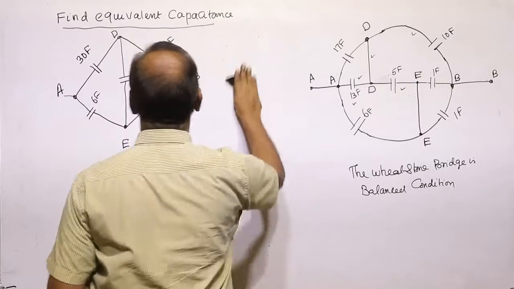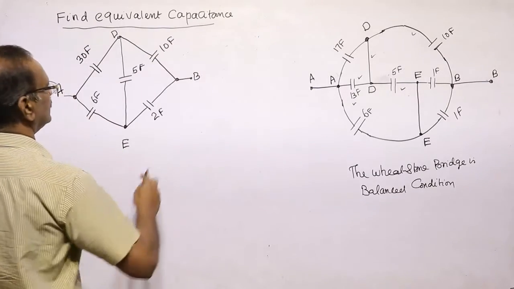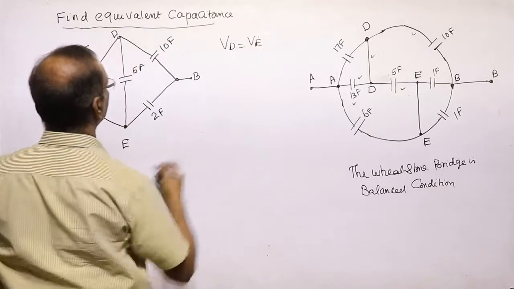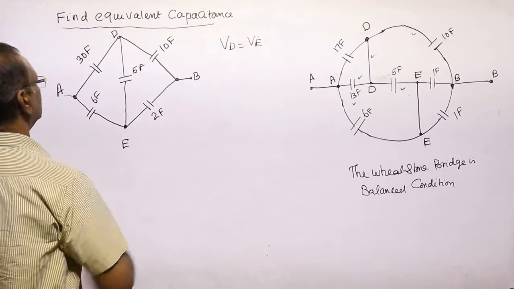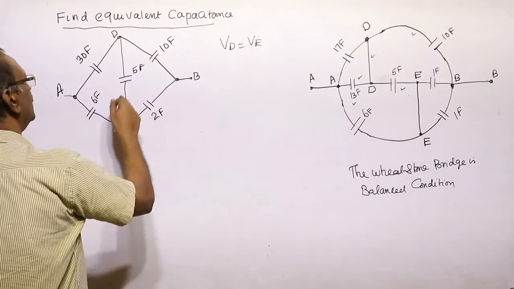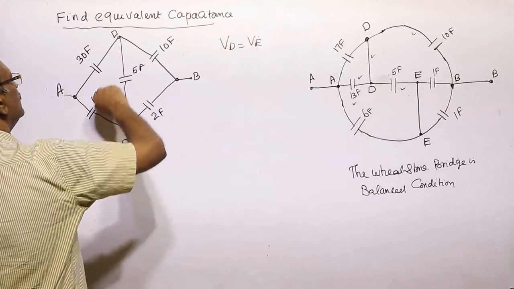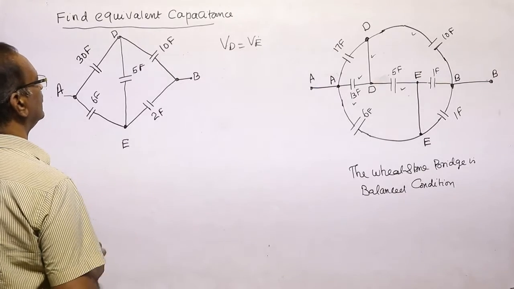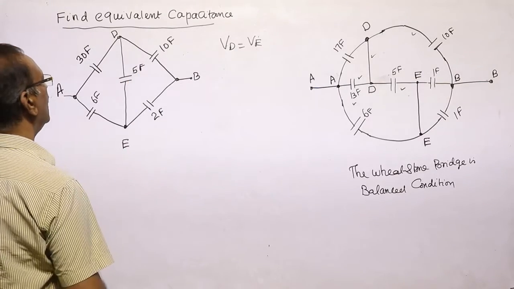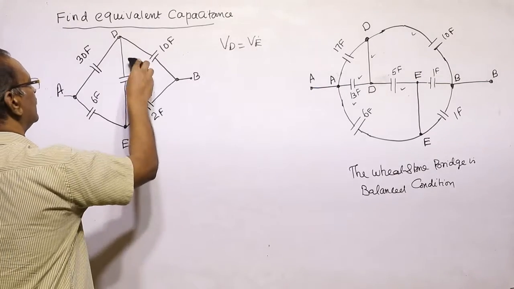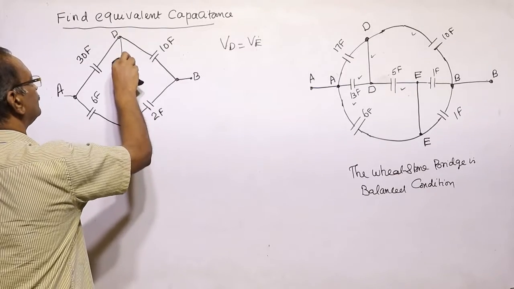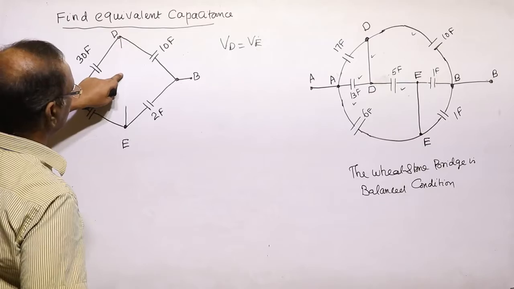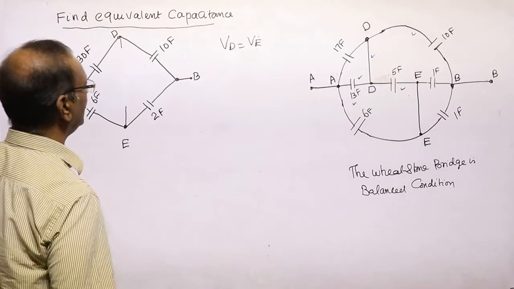If it is in balanced condition, that means potential at D is equal to potential at E. If potential at D is equal to potential at E, there will not be charge flow. If there is no charge flow, there is no energy stored in this 5 farad capacitor. If charge is not stored, this is useless. Under balanced condition, this one can be removed.